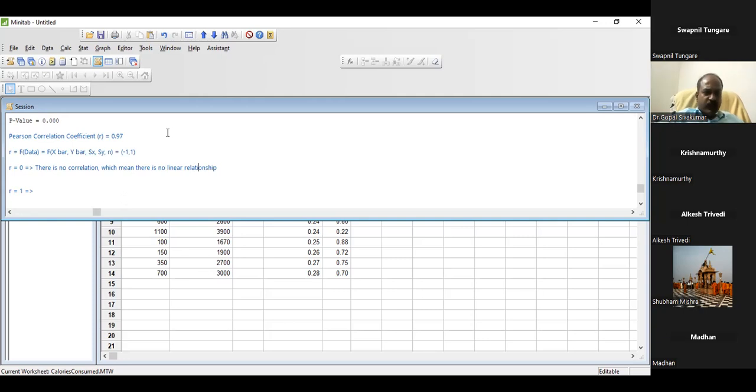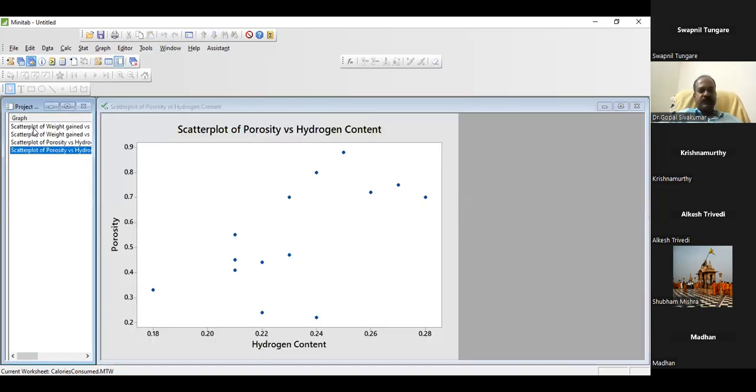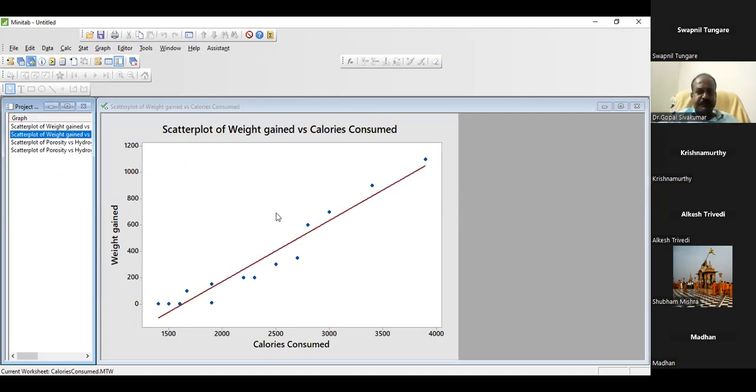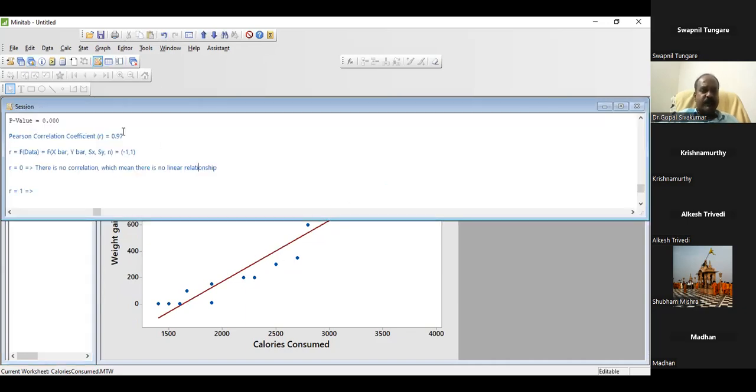See, earlier I have shown you a graph, right? Here is the graph. What is the relationship here? Linear, right? In this condition, you calculate the r value. How much is the r value? 0.97. But now I'm trying to educate you. When r equal to 0, there is no relationship. I mean, there is no linear relationship.